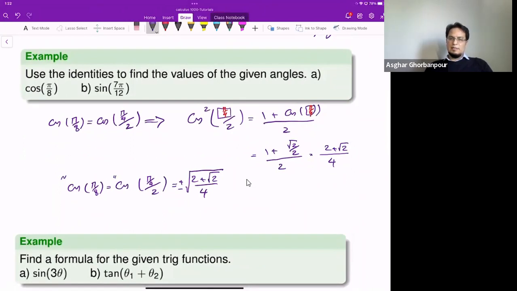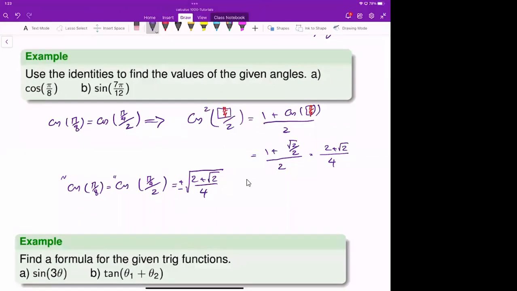Can anyone tell me, is it going to be plus or minus? Taylor, yes, please. It's going to be plus, right? Why is that? Because it's in the first quadrant, and that's all.